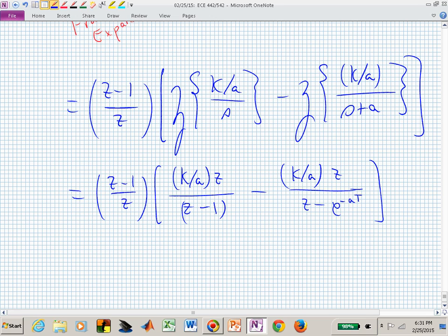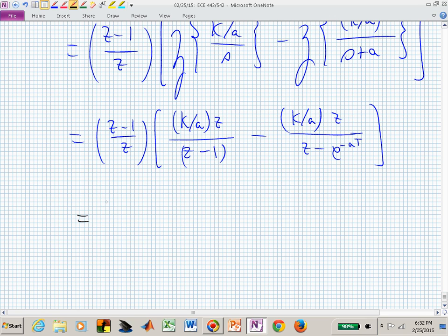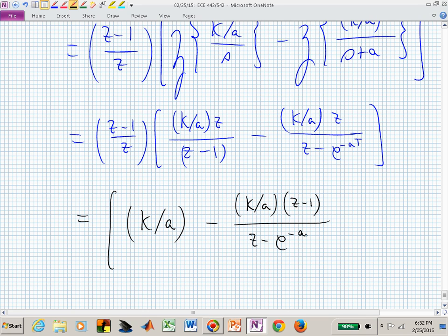And we can start cleaning that up by multiplying both terms inside the square brackets by z minus 1 over z. That really cleans up the first term, and we are left simply with k over a. Then for the second term, we have minus k over a. We end up with a z minus 1 in the numerator and a z minus e to the minus at in the denominator.